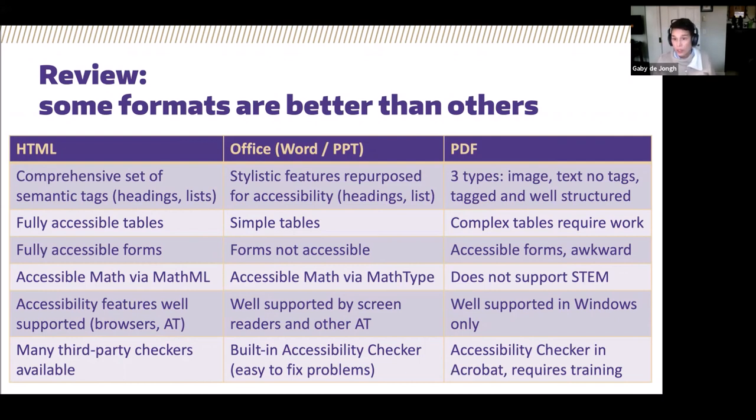I mentioned earlier that HTML pages are far more accessible than PDF. Tables, forms, and math and STEM content are all fully accessible when presented in HTML. Word has some accessibility with stylistic features such as headings and lists and can present math accessibly, but it has limitations when it comes to tables and forms. PDF also has some accessibility with stylistic features and can make complex tables accessible, but forms are awkward and math and STEM content are currently not supported, and navigation in PDF is well supported in Windows, but not for Mac users.